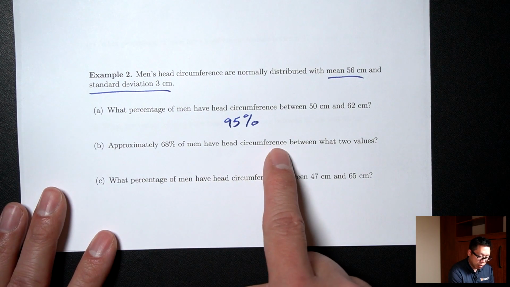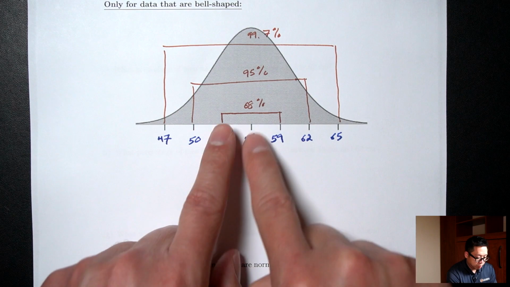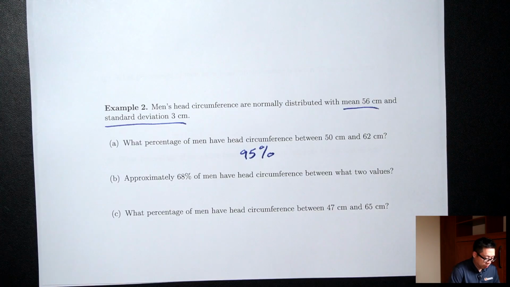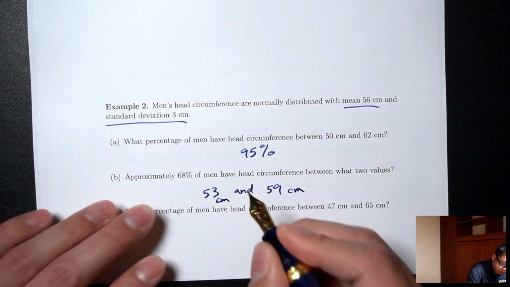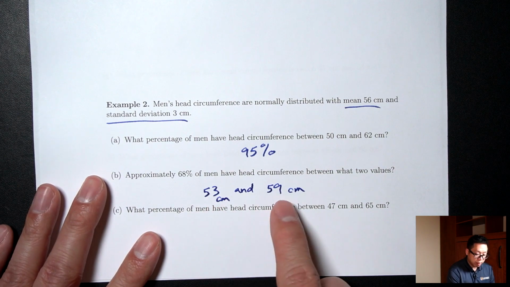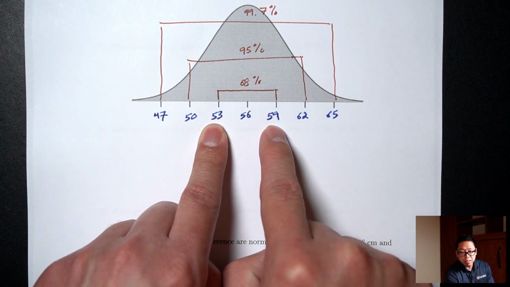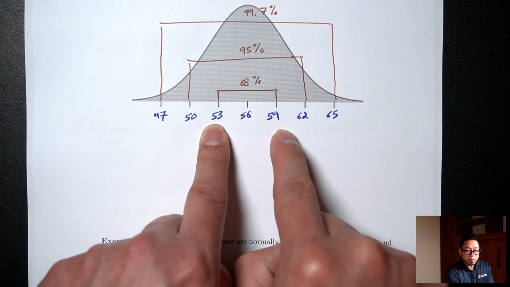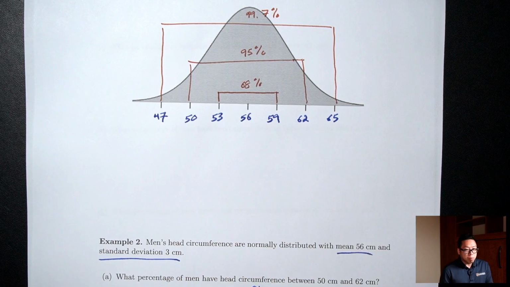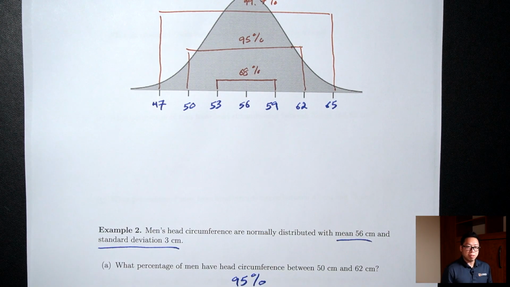Approximately 68% of men have head circumference between what 2 values? 68% is between what 2 values? 53 and 59 centimeters. So 68% of men have head sizes that are between 53 centimeters and 59 centimeters. So if I'm a hat company and my medium hat fits 53 to 59 head sizes, that's 68% of the population, right? That's a lot. So more than half of people would wear size medium if that's the case. So that will tell me how many medium hats I need to make. If I'm a clothing store and I'm ordering hats, 68% of the population would wear medium. So I need to order a lot of mediums to account for that.